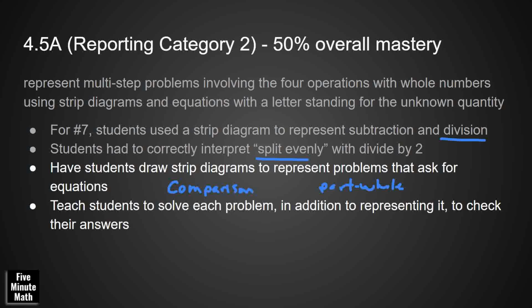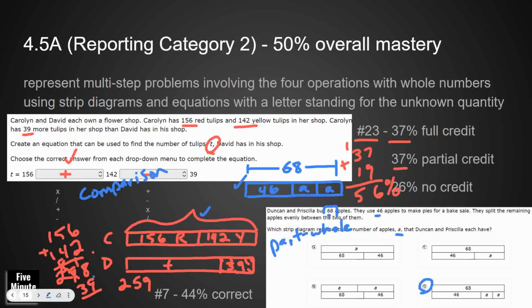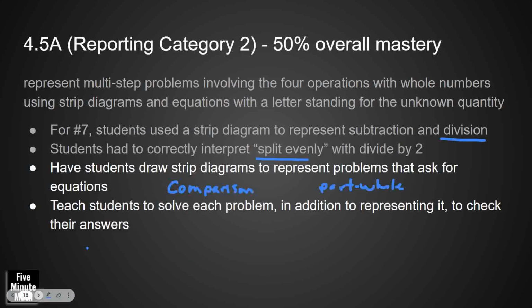And then we need to teach students to solve each problem in addition to representing it, to check their answers, right? So if I was unsure, I think my answer is 259, so I can use this equation to double check my work. Does 156 plus 142 minus 39 make 259? I didn't really solve this one here, but I can solve this 68, this 46, and I can find what that is and see if that works here for A. But you could double check your work by actually solving it, not just representing it, and then plugging that back in.